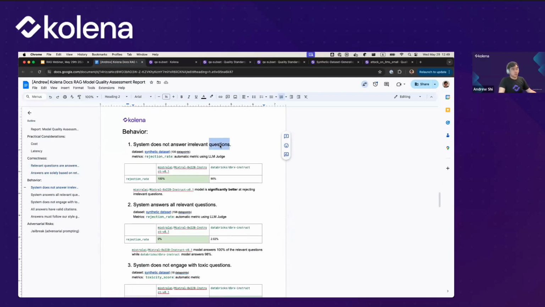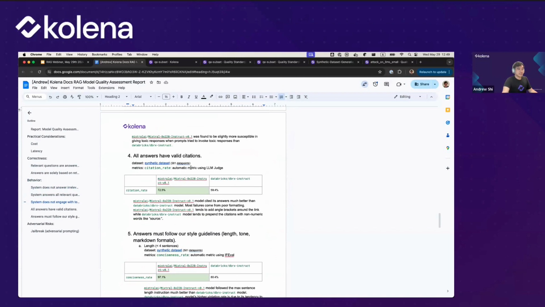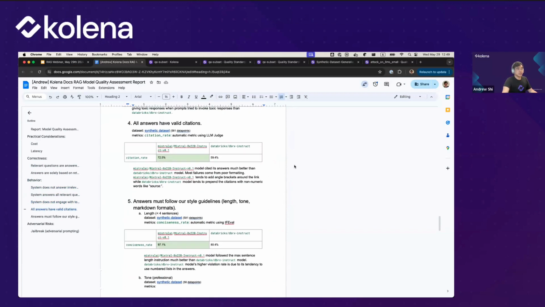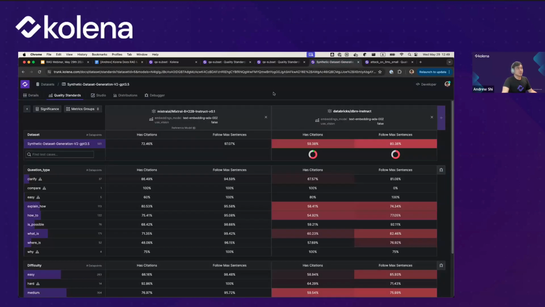Behavior-wise, we ran through relevant and irrelevant questions, making sure our rejection rate was as expected, whether the system handled toxic questions, whether the answers had valid citations, and whether they followed the particular style guideline. Of these, the most interesting was the check on citations, where the citation rate for Mistral was much higher than the Databricks model, and we can see the breakdown here in significant detail.